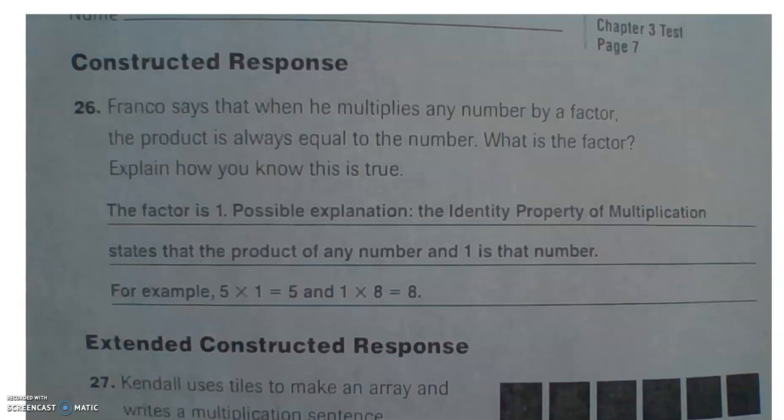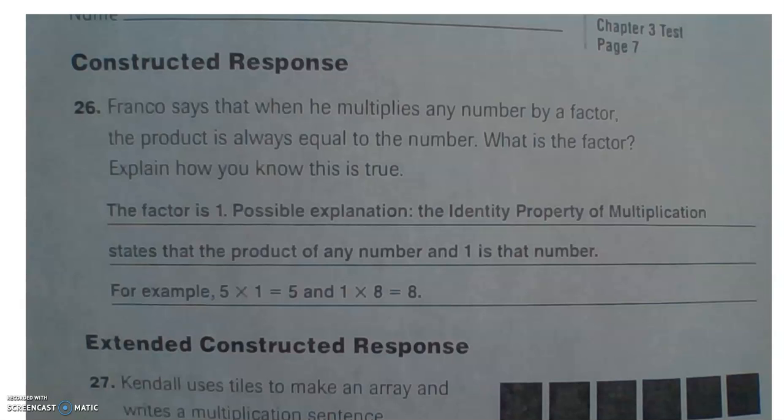Now this person said, the identity property of multiplication states that the product of any number and the 1 is that number. And they gave an example. That's a great tip. Giving an example helps prove your point. For example, 5 times 1 and 1 times 8.